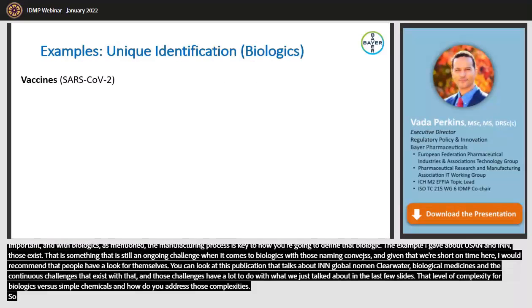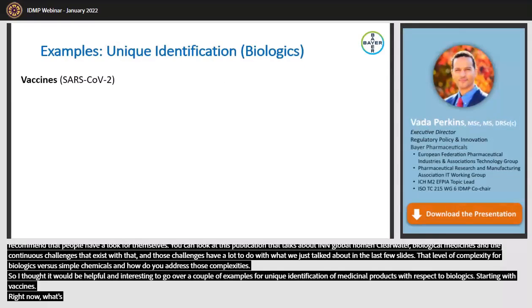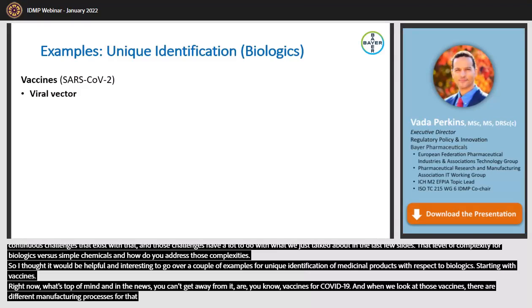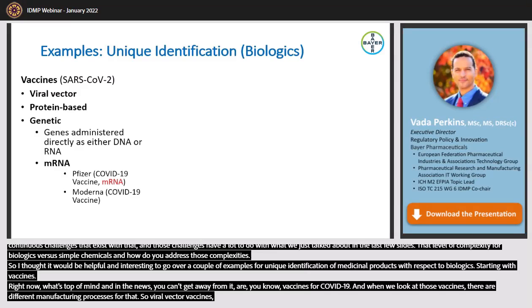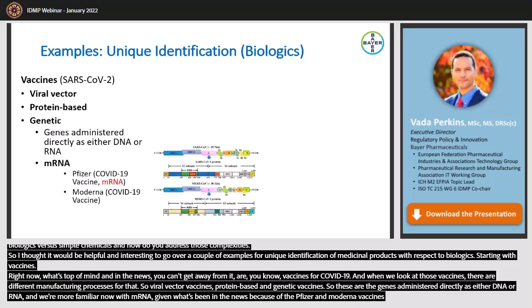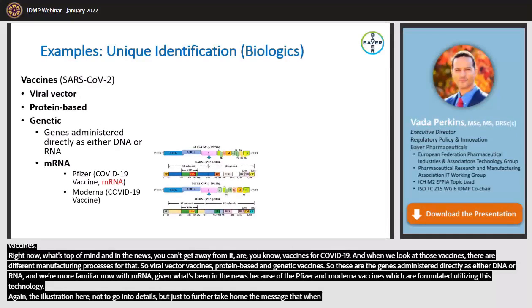So I thought it would be helpful and interesting to go over a couple of examples for unique identification of medicinal products with respect to biologics, starting with vaccines. Right now, what's top of mind and in the news, you can't get away from it, are vaccines for COVID-19. And when we look at those vaccines, there are different manufacturing processes for that. So viral vector vaccines, protein-based, and genetic vaccines. So these are the genes administered directly as either DNA or RNA. And we're more familiar now with mRNA, given what's been in the news because of the Pfizer and the Moderna vaccines, which are formulated utilizing this technology. Again, the illustration here is not to go into details, but just to further take home the message that when you're looking at simple chemical structures, biologics are much more complex, as you can see here.